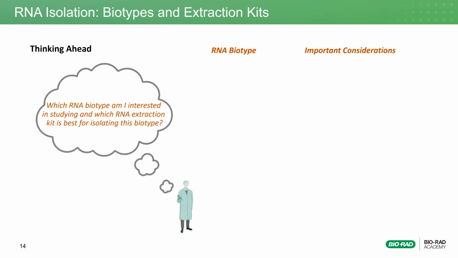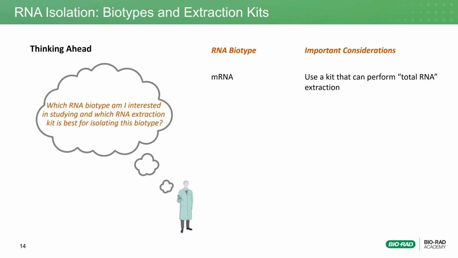Most often, extraction is carried out using commercially available kits, which have the advantage of being user-friendly, simple, and quick. When thinking ahead to choose the best RNA isolation kit for your need, you may first consider the RNA biotype that you're interested in. The most common extraction method used is with total RNA extraction kits. These isolate messenger RNA, transfer RNA, and ribosomal RNA, but often fail to isolate smaller RNAs.